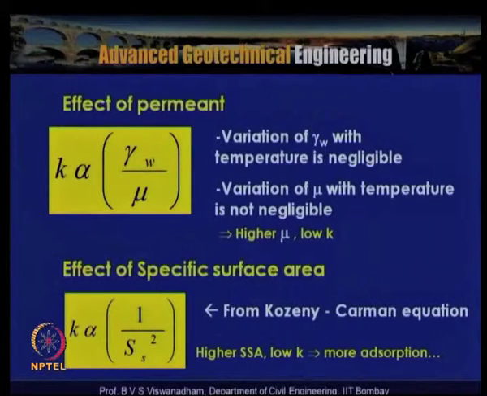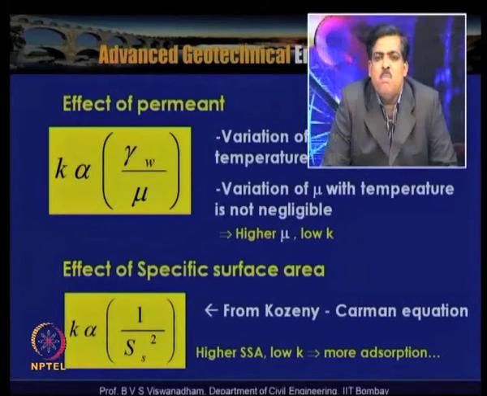If you have the permeant, K is proportional to the unit weight of the permeant and inversely to the viscosity of the permeant. Variation of gamma W, that is the unit weight of the water as the permeant, with temperature is negligible, but variation of mu with temperature is not negligible. So the higher the dynamic viscosity of the permeant, the lower the permeability. So with an increase in viscosity of the pore fluid, the permeability of the soil can be decreased.